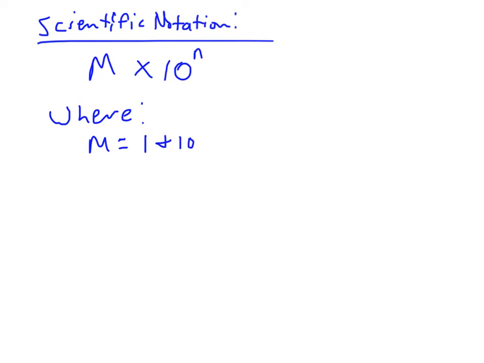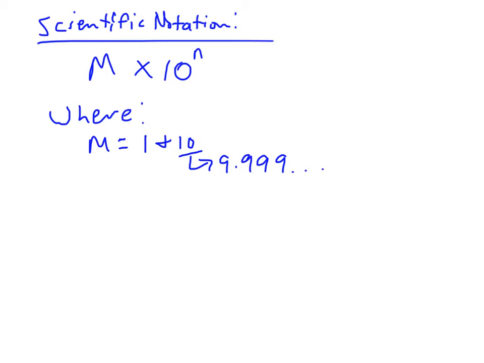So the standard form for scientific notation is m times 10 to the n, okay, where m is a number that is between 1 and 10. And really, this is not 10. It's right up to 10. So like 9.99999, so on and so forth.